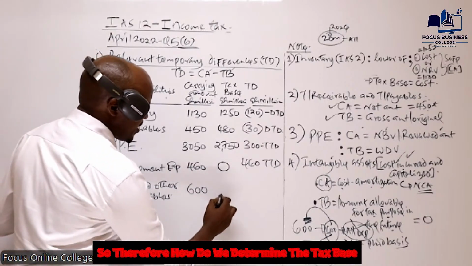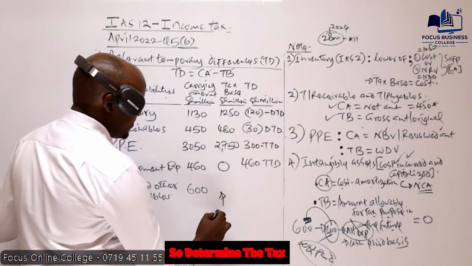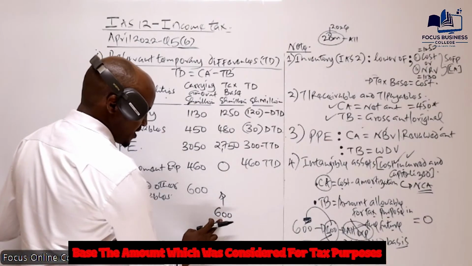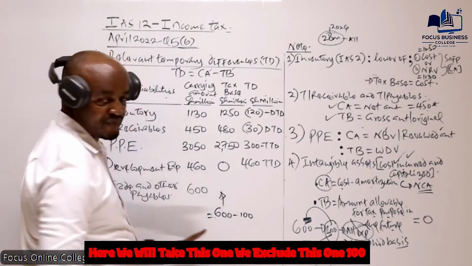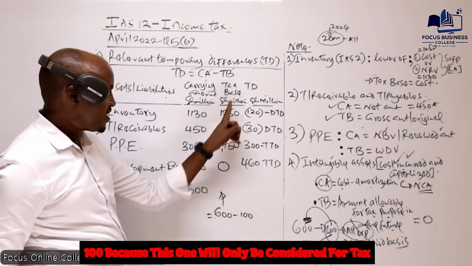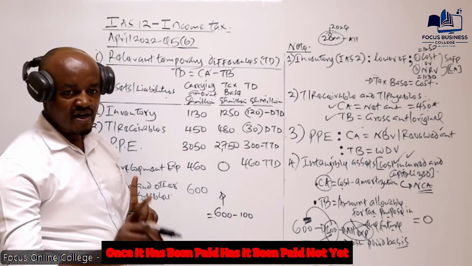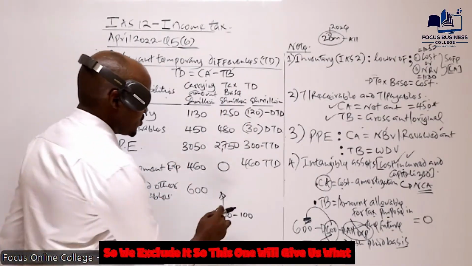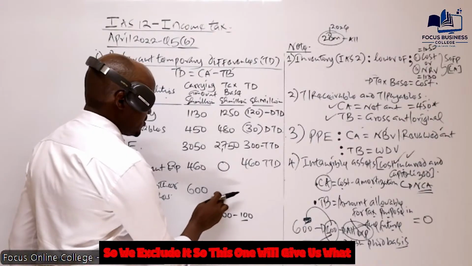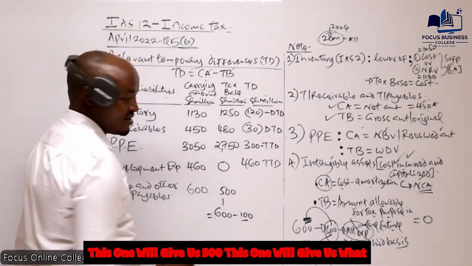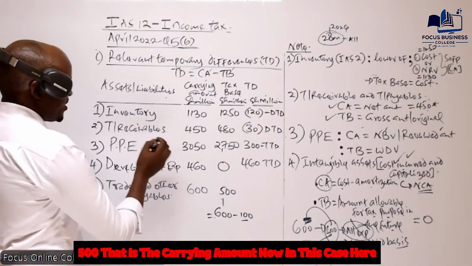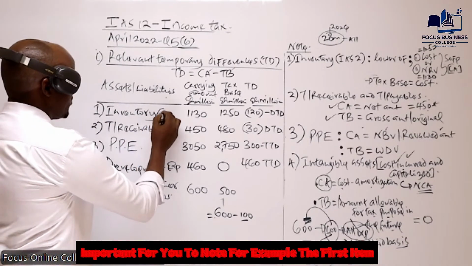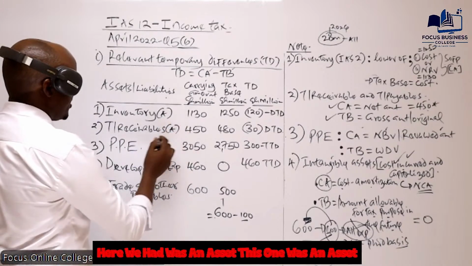So therefore, how do we determine the tax base? To determine the tax base, the amount which was considered for tax purpose here, we will take this one. We exclude this 100, because this one will only be considered for tax once it has been paid. Has it been paid? Not yet. So we exclude it. So this one will give us 500. That is the tax base, against the carrying amount of 600. Now, in this case, it is also important for you to note, for example, that the first item we had was an asset.